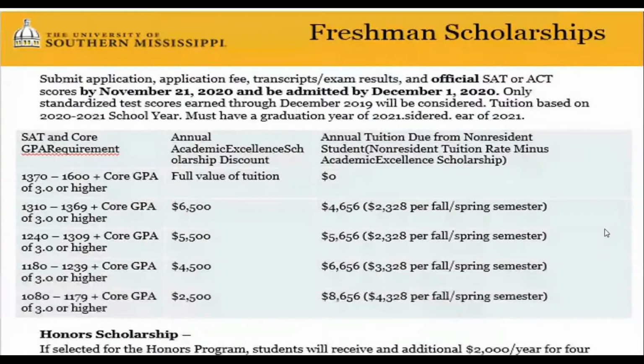These are the scholarships we offer. You will only need to submit your online application, your transcripts, and your proof of English proficiency. And if you have a 3.0 or higher GPA, and you get one of those scores in your SAT, then you will get from $2,500 to full value of tuition. So if you get the highest scholarship, you wouldn't have to worry about tuition. Then we also have the honor scholarship, which is an additional $2,000 every year for 4 years. And our admissions scholarship, which is the annual academic excellence scholarship discount, is automatic.